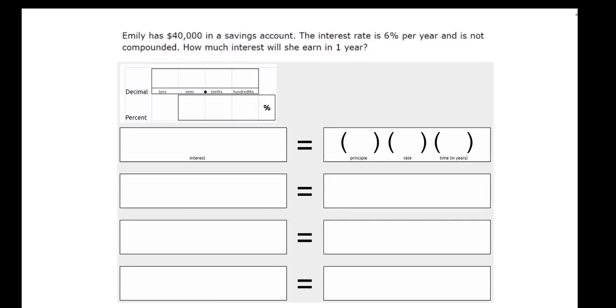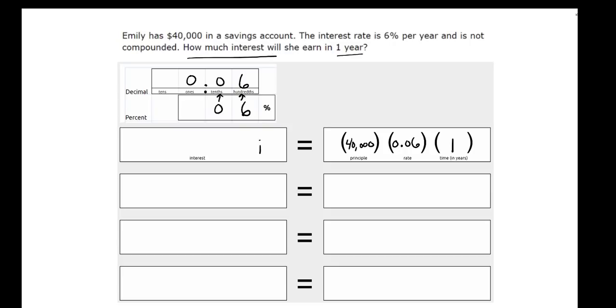Last one. Bigger numbers, different percentage. $40,000 in a savings account. She's going to earn an interest rate of 0.06. 6% as a decimal, when we change that, is going to be 0.06. So I fill that in for my rate, and it's going to be 1 year. This question is a little different, though. We've got to make sure that we decipher what they are actually asking for, and they're asking how much interest will she earn in 1 year.